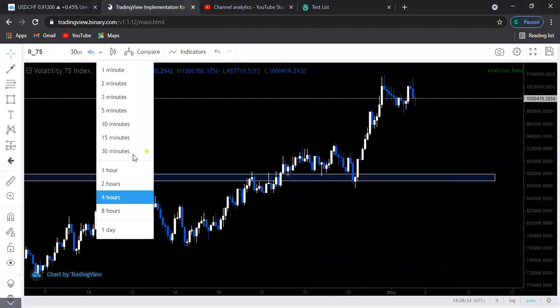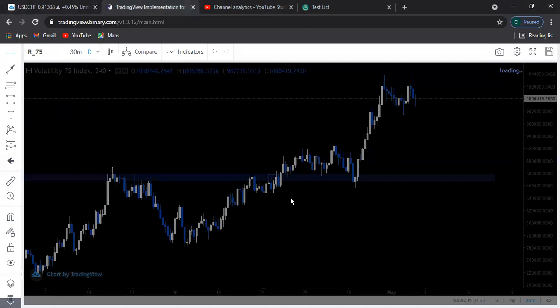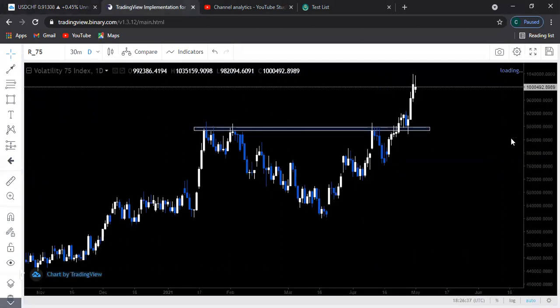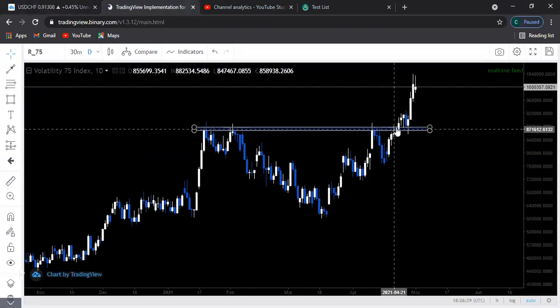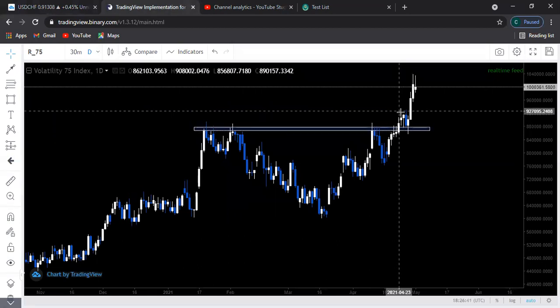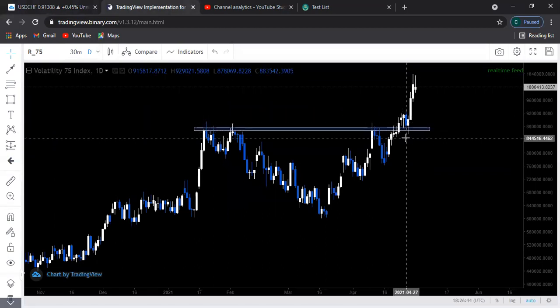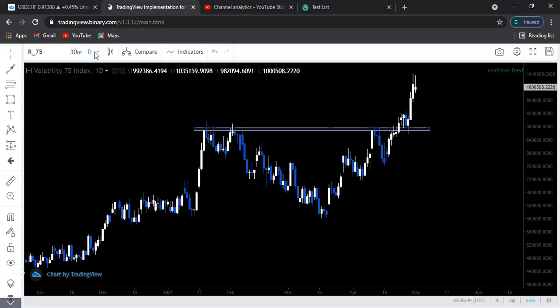We do have Volatility 75. I gave you this breakdown last week that prices will break here. Prices had already broken, and I told you wait for the retest and bounce off. As you can see, prices did exactly that.